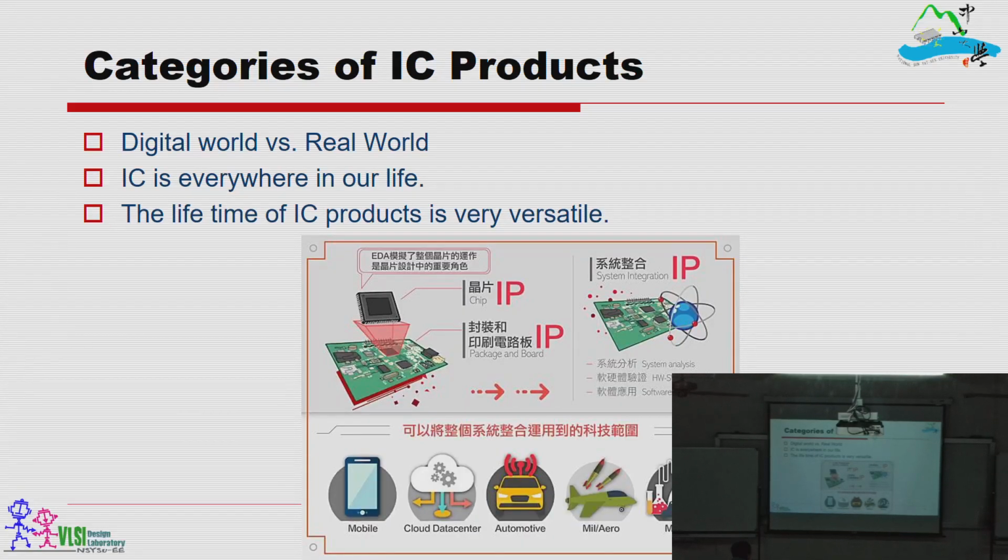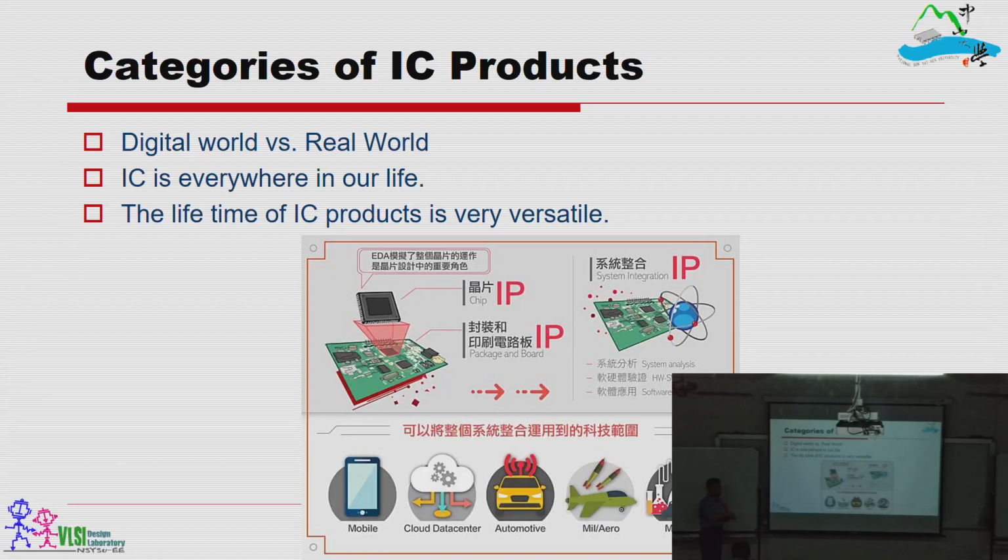What are the categories of IC products? I'll give you some understanding of what is the world in chip and what is the world in reality. The reality of the world is given by nature, Mother Nature. Everything is analog. For example, you hear what I'm saying: this acoustic wave is analog. The wave you see on the seashore is analog. Everything in nature is analog.